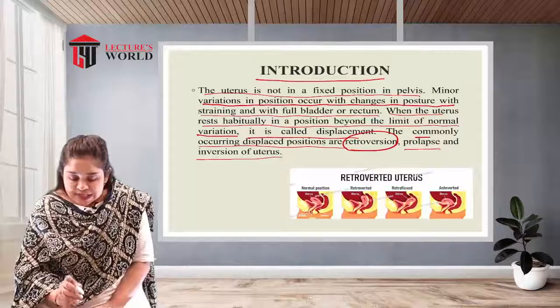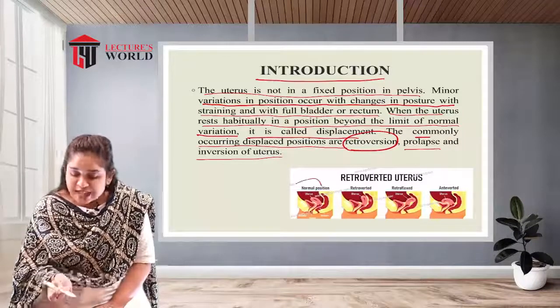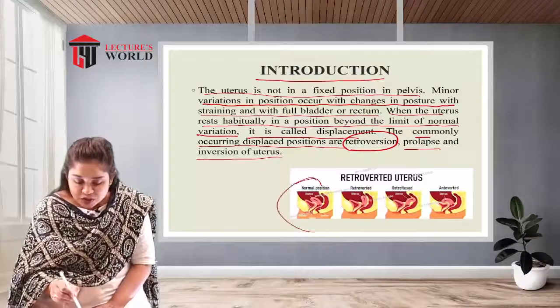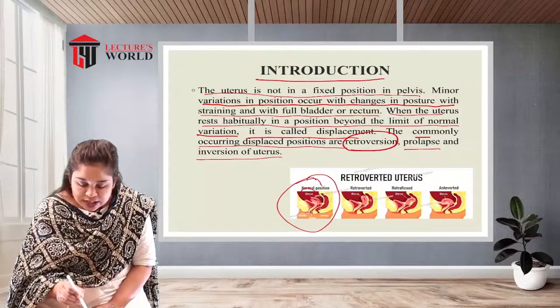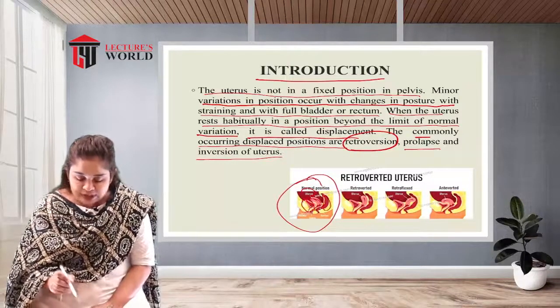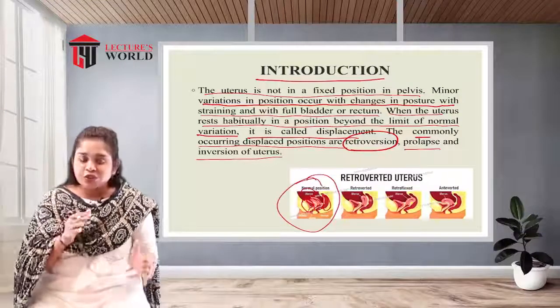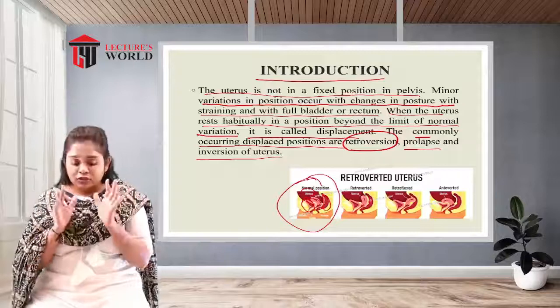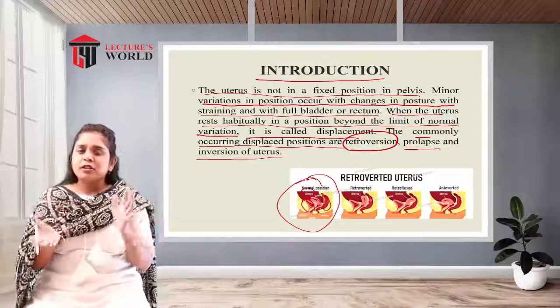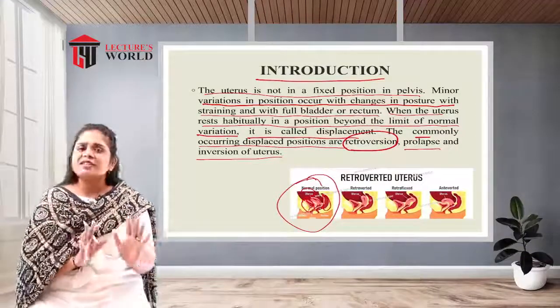As you can see in this picture, this is the normal position. The uterus is between the bladder and the rectum. When the bladder and rectum are both filled, pressure comes and the position changes. That is a normal thing.